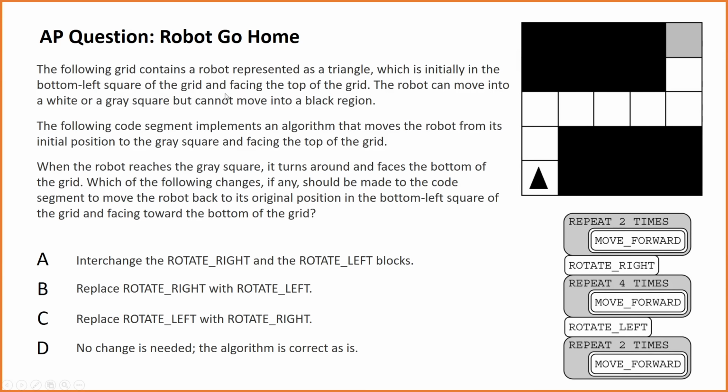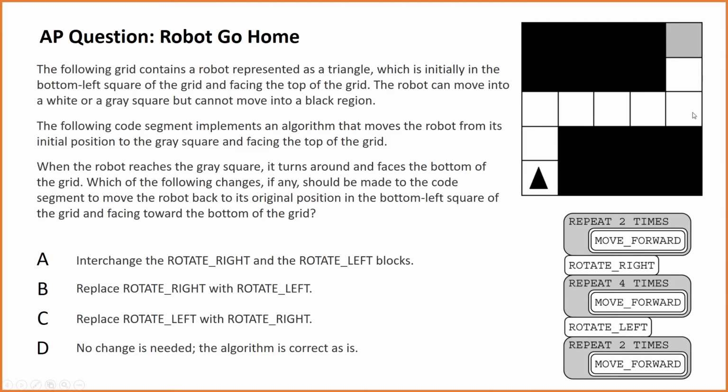Now, let's see. The goal is to get this robot into this gray square. When the robot reaches the gray square, it turns around and faces the bottom of the grid. Which of the following changes should be made to the code to move the robot back to its original position in the bottom left square of the grid and facing toward the bottom of the grid? So, will the same algorithm work? We have to check. If we're going down here, which way do we have to turn?